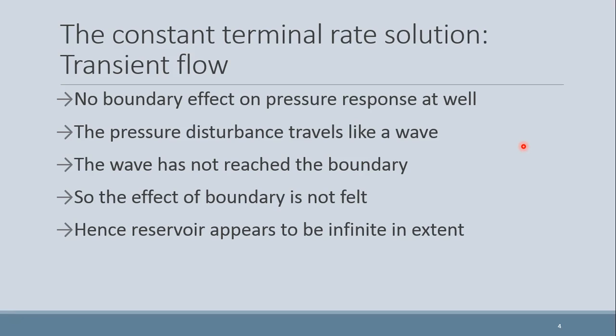Until there is transient flow, the effect of the boundary will not be felt on the pressure response at the well. The pressure disturbance travels like a wave, which we have discussed in another session. That wave is acoustic in nature. It has been generated by changing the flow rate at the wellbore, but it has not reached the boundary yet. So the effect of the boundary is not felt, hence the reservoir appears to be infinite in extent.